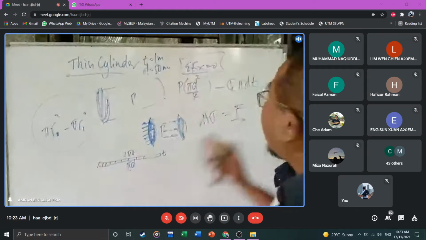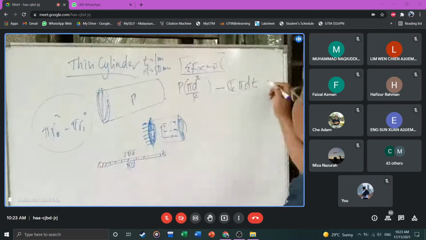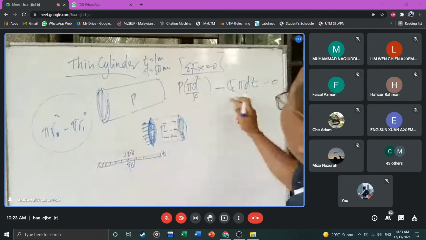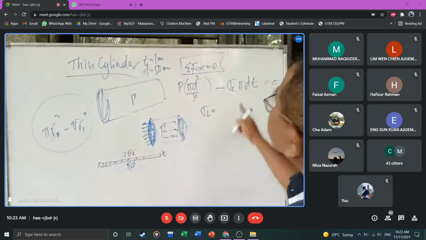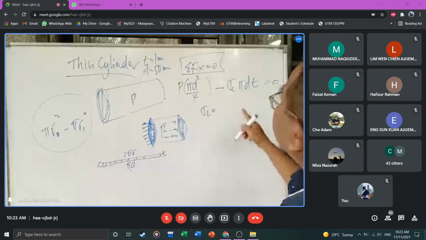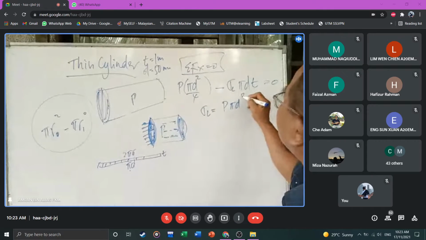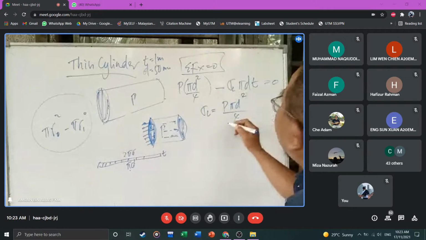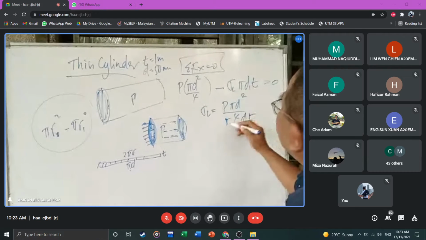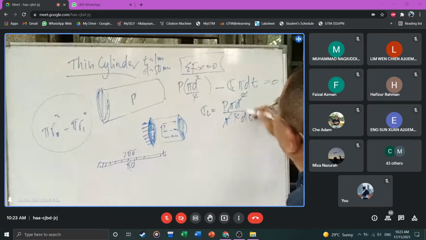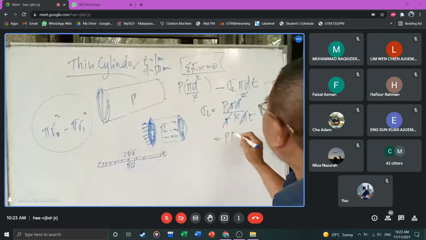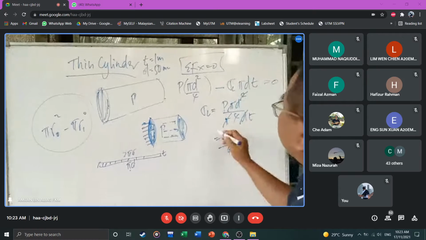So if we rewrite the summation of Fx equal to 0 because not moving, what is your sigma L? Put the other side, it is P pi d square over 4 and then divide by pi d t. Pi cancel out, d square and d cancel out. What do we have there? P d over 4t. See that?